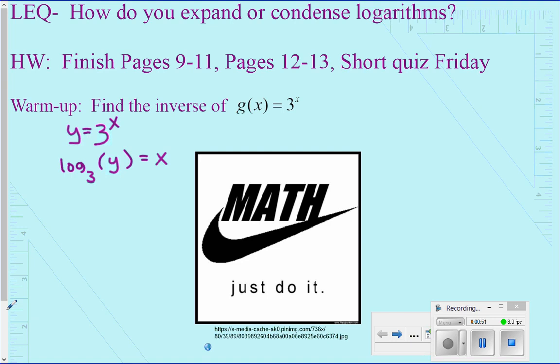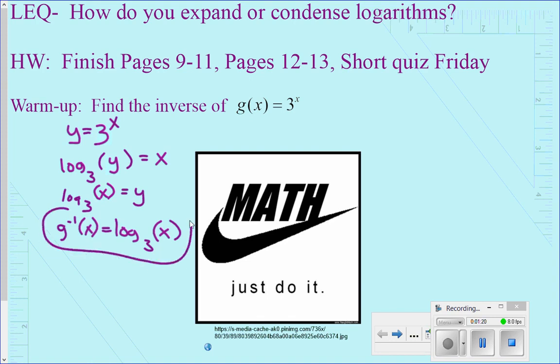Now I've put the original equation into log form, but I haven't found the inverse yet because remember, the last step is interchanging the x with the y. So log base 3 of x is equal to y. And lastly, remember we want to make that g inverse of x. So g inverse of x is equal to log base 3 of x. And that is our equation for the inverse of the original exponential, y equals 3 to the x.